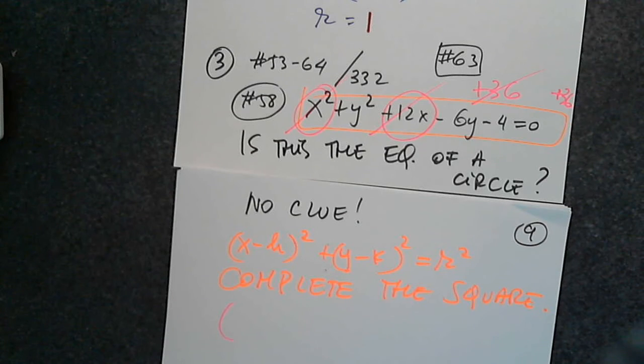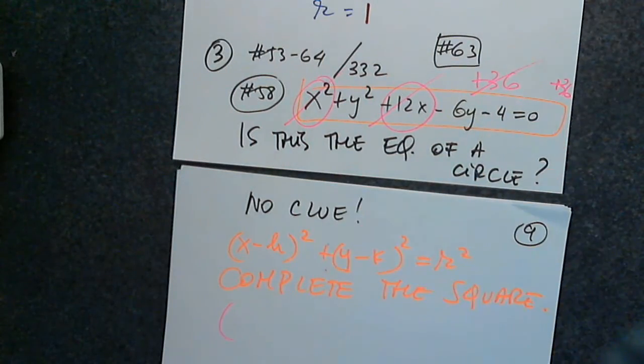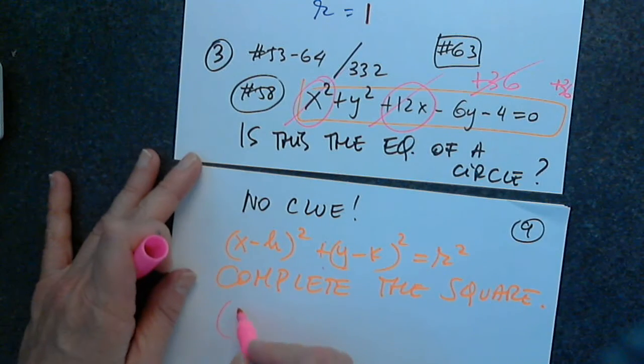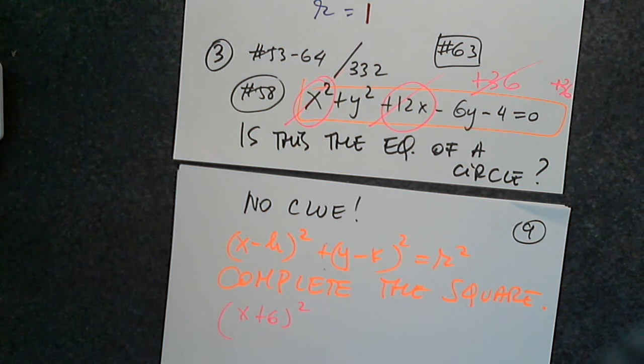So the complete the square method is: middle coefficient divided by 2, get an answer, square it, and that's what you add to both sides. Middle coefficient is 12, divide by 2, we get 6. 6 squared is 36. So then these 3 terms are (x plus 6) squared. Done. Let's go back and complete the square for y.